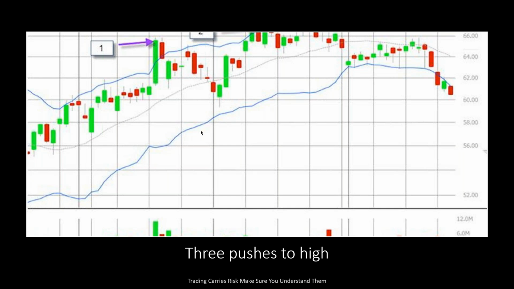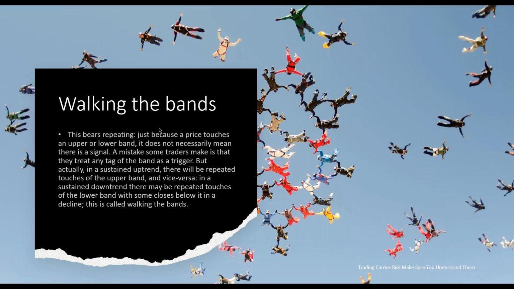So you can see it here on this chart. And then, as I mentioned, we have walking the bands. Walking the bands is when price walks down the band or walks up the band.